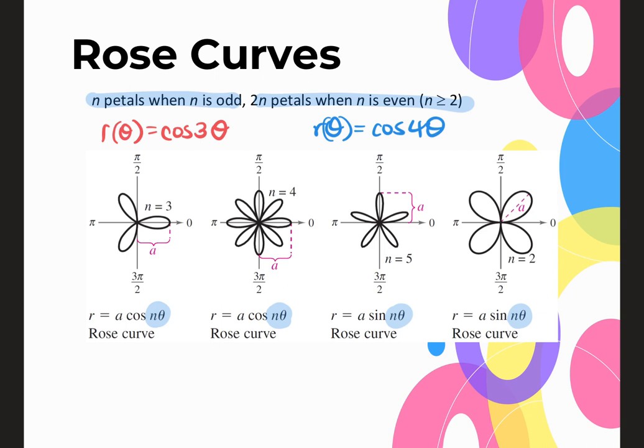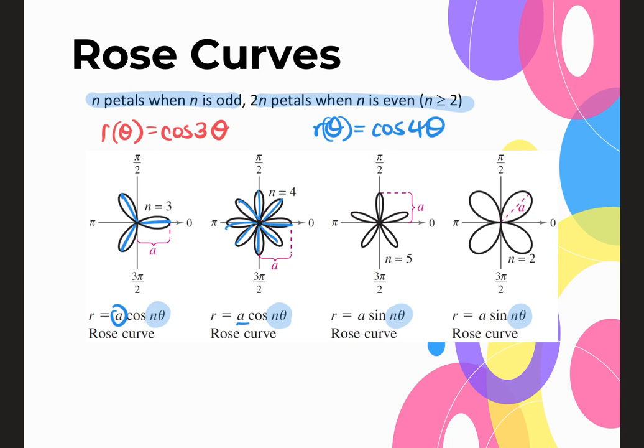The length of the petal is the A. So A is the length of each petal. A is the length of each of these petals. It's going to be your maximum radius, whatever number is on the front. If it's 5, that means you're going to go out 5 with your petals. If it was 2, you're going to go out to 2 with each petal, okay?